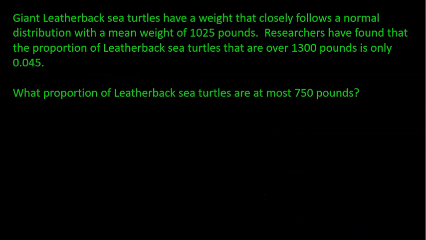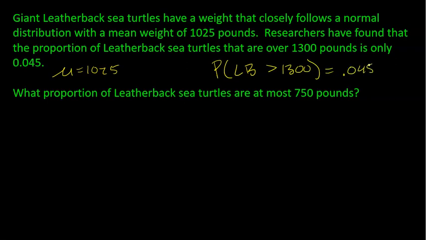Giant leatherback sea turtles, a whole new species, have a weight that also closely follows a normal distribution with a mean of 1,025 pounds. Much bigger. These are huge turtles. Researchers have found that the proportion of leatherback sea turtles that are over 1,300 pounds is only 0.045. Let me write that down. The proportion of leatherback sea turtles that are over 1,300 pounds is equal to 0.045.